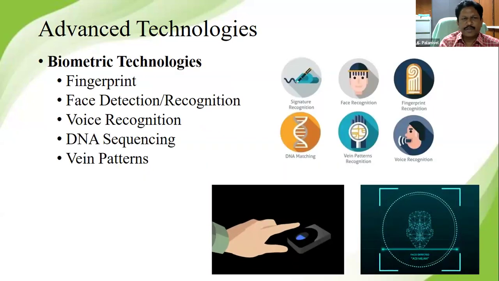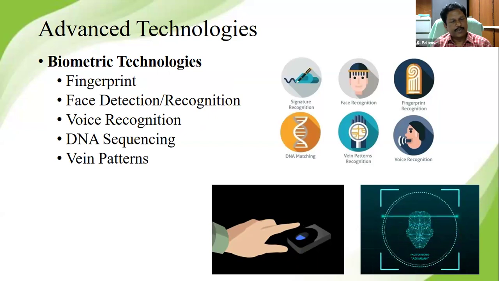When you are talking about biometrics, people come to know of only one or two devices, that is fingerprint and face detection. In some places people know of voice recognition. Even in some movies, you can see that based on the voice, the door will open. But there are two more advanced technologies: one is called DNA sequencing, and another is vein patterns. This may be used for some other purposes, but they can provide better security technology.